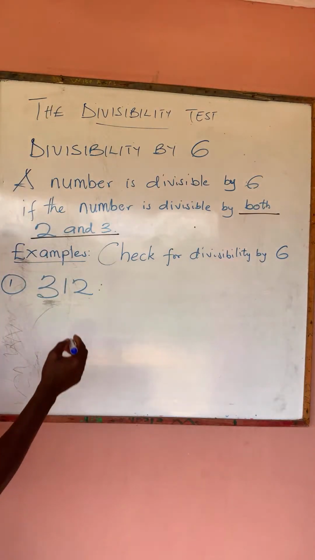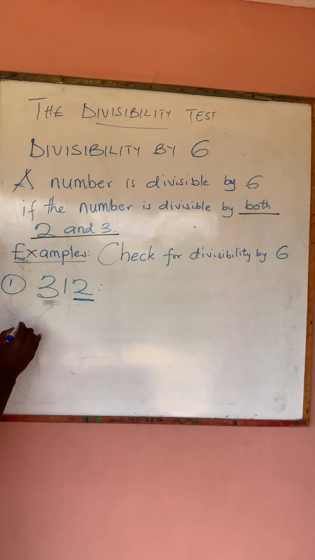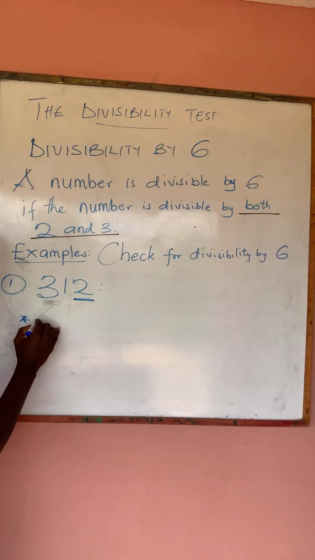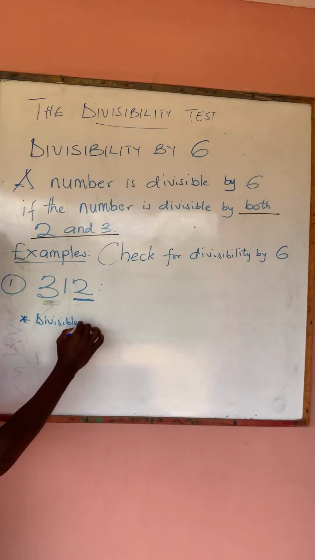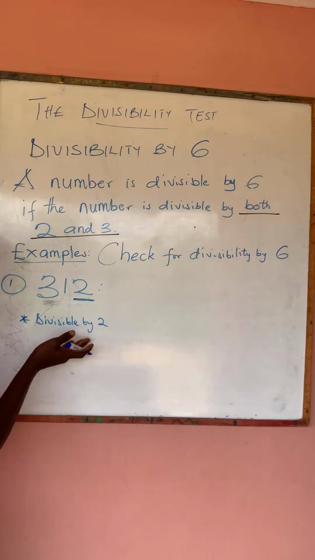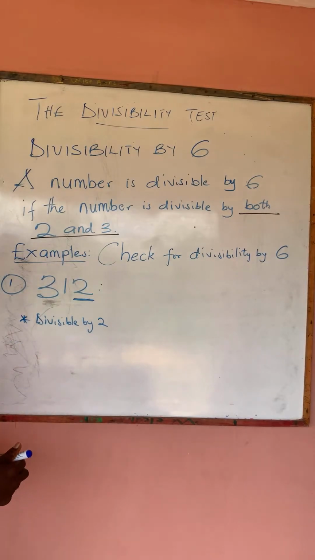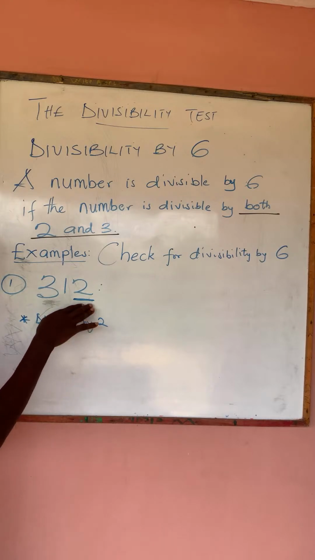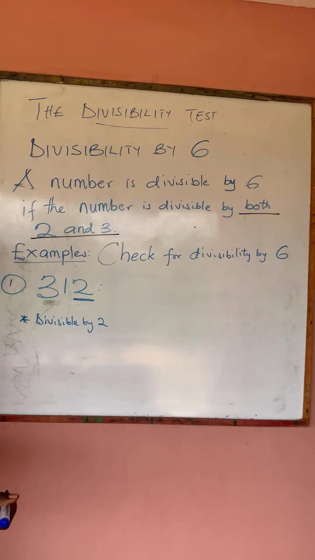Now, since the last digit here is 2, then we can jot one point down that it is divisible by 2. That's not our conclusion. This will help us to get our conclusion. So, first of all, we can see that it is divisible by 2. Now, let's take the next one. Is it divisible by 3?